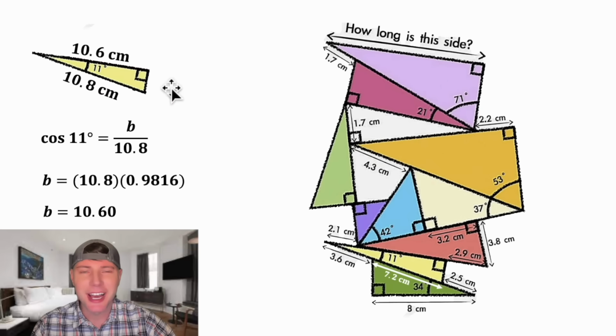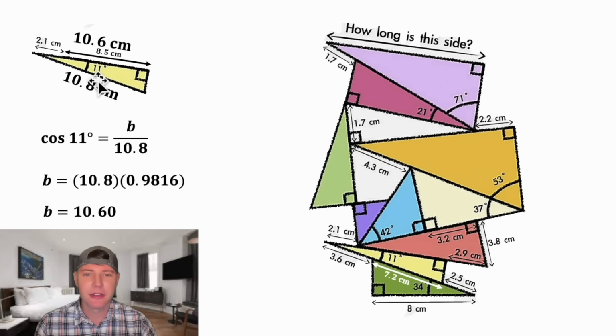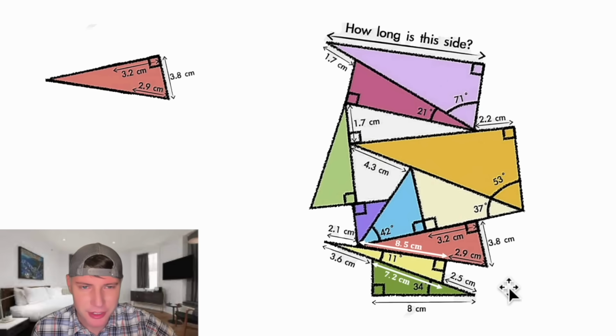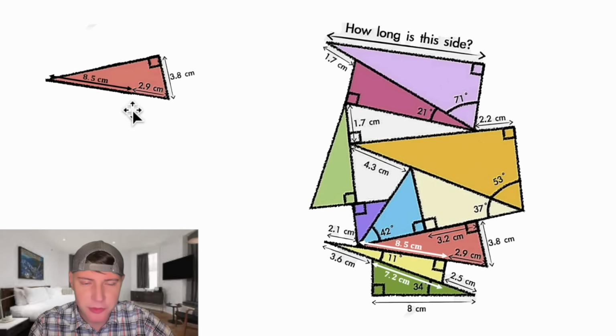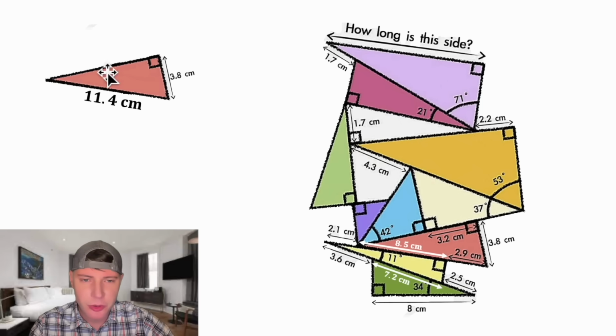And if this whole side is 10.6 and this piece is 2.1, that leaves for this last piece 8.5. And let's update this up here. Now we can focus on the red triangle. We don't need this right now, and let's bring in our 8.5. And 8.5 plus 2.9 gives us 11.4. So the hypotenuse of this triangle is 11.4. And we don't know this side, let's call it little c.